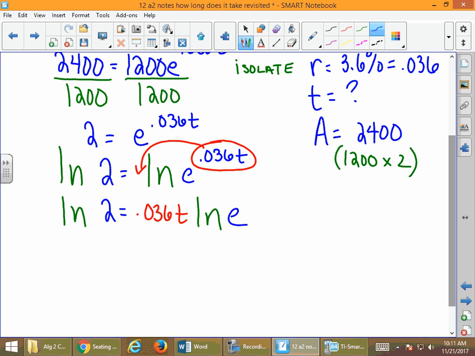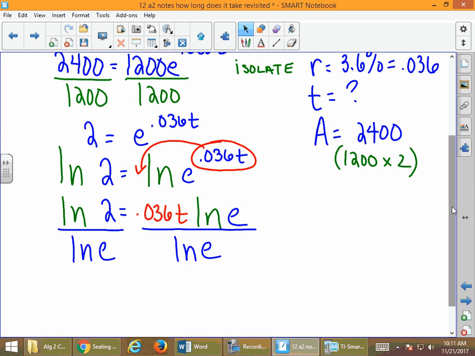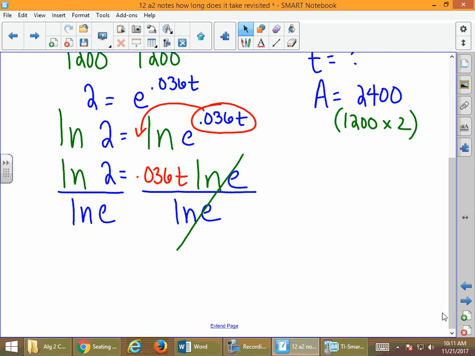But we're still in this isolation process. We want to solve for t. So our first step is going to be that we're going to divide by the natural log of e on both sides. When we divide both sides by the natural log of e, we'll be left with 0.036t over here on the right side.